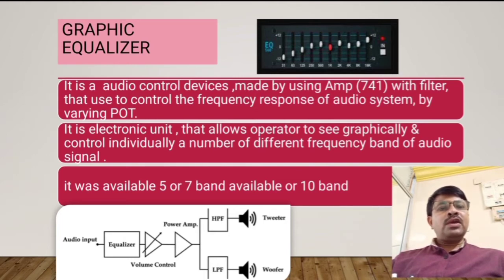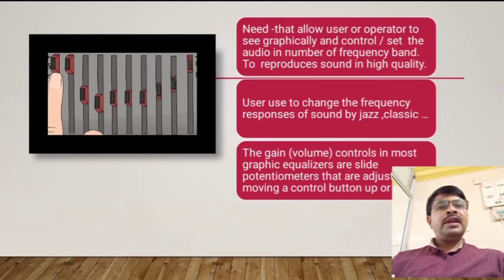So this graphic equalizer is a device that is placed after the mixer output and before the speaker, that means before the power amplifier. As I am showing here, this is the 10 band graphic equalizer. This is the equalizer circuit, with this the mixer output and this the speaker output. Here this is the graphical diagram.